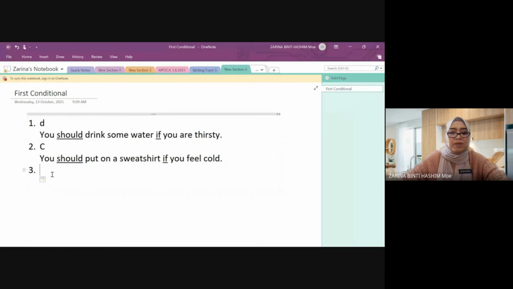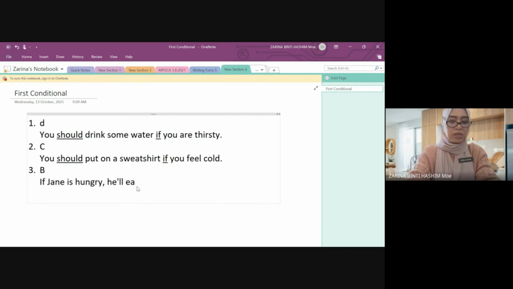We type B first, the matching. Then we type the sentence. If you want to change the word you to others, also can. Maybe you want to put a name. If Jane is hungry, remember I said just now be means am, is or are. Or if you want to say if I am hungry also can. If Jane is hungry, she will eat something nutritious.